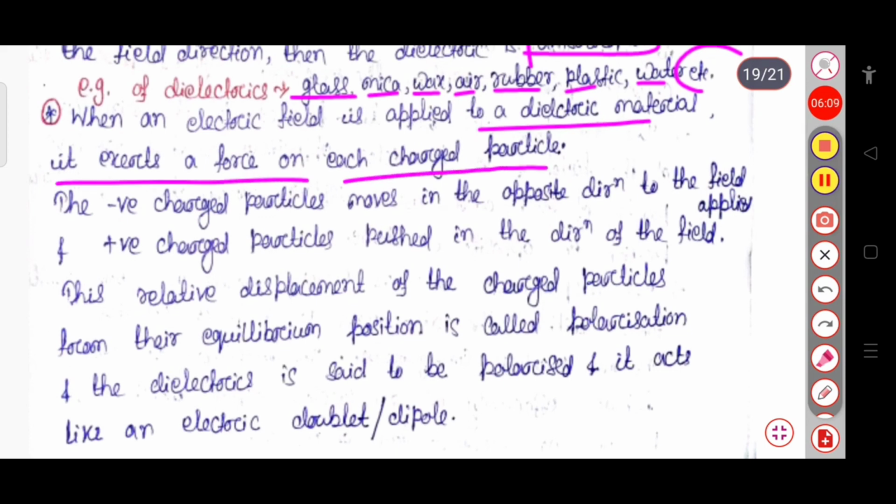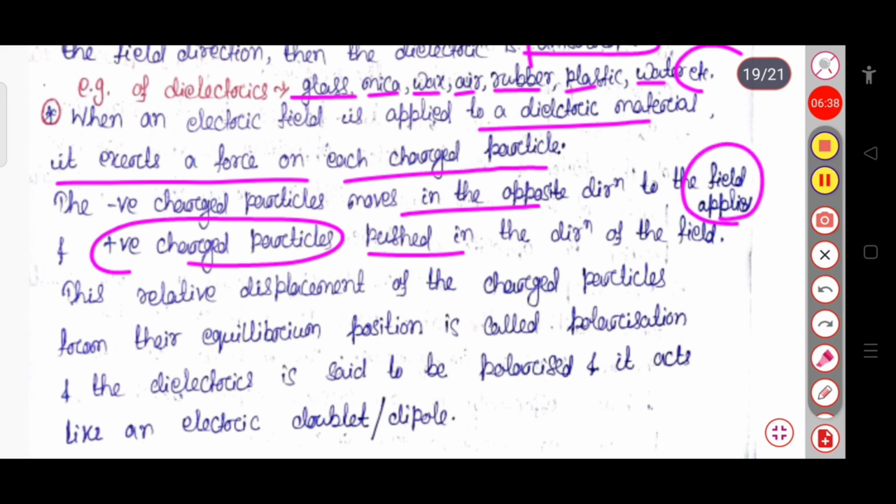We know that in general any atom is neutral in nature, that is, its positive charge and negative charge are equal in nature. The number of positive charges is equal to the number of negative charges, so it is neutral. But on the application of the electric field, what will happen? The negative charge particle moves in the opposite direction to the field applied, and the positive charge particle is pushed in the direction of the field. We will discuss it in detail later.